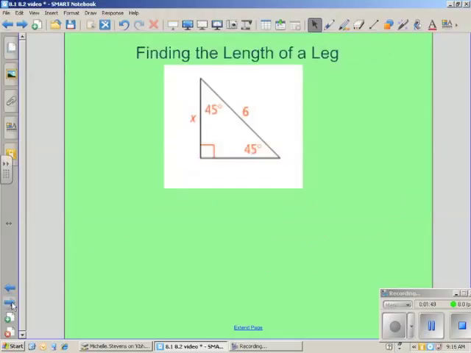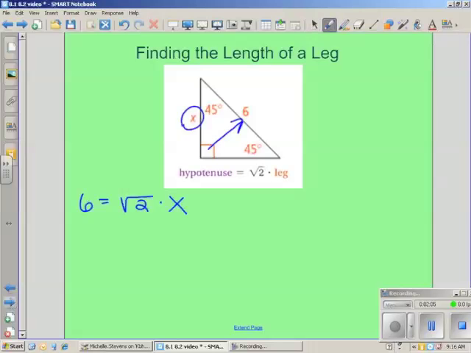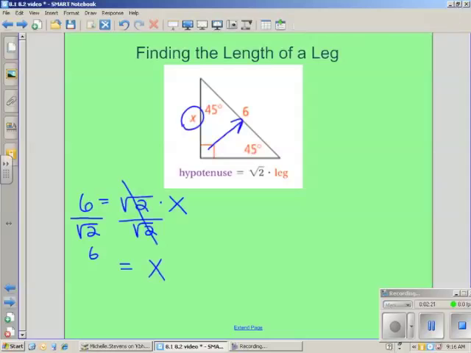Find the length of a leg. In this one, we already know what the hypotenuse is. The hypotenuse is 6, so 6 is equal to radical 2 times the leg. We are solving for x, so we need to divide both sides by radical 2 to get the x by itself. Radical 2 divided by radical 2 cancels out to 1, so 1x. So x is equal to 6 over radical 2.